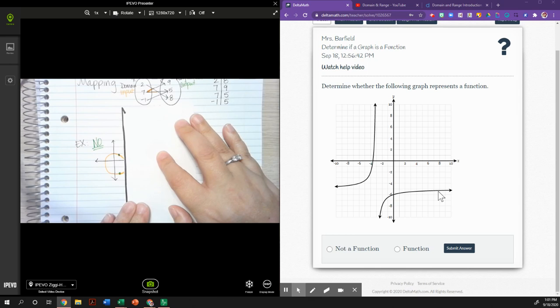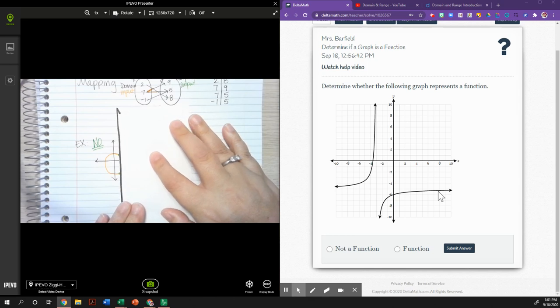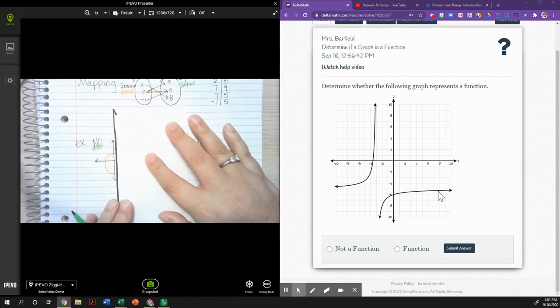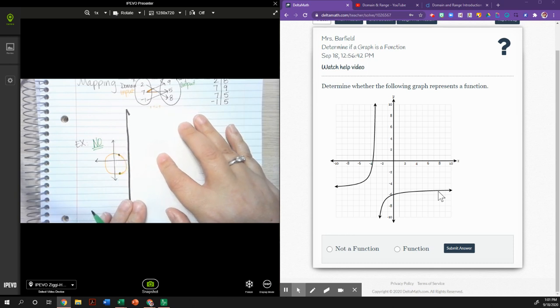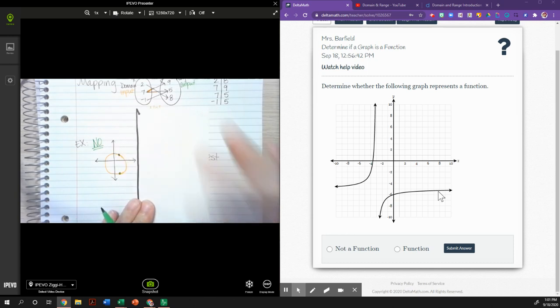It doesn't matter where I'm at, 2 times. Look at there. There is a vertical line right there, the y-axis, I'm sorry, going through that circle 2 times. That is not a function.